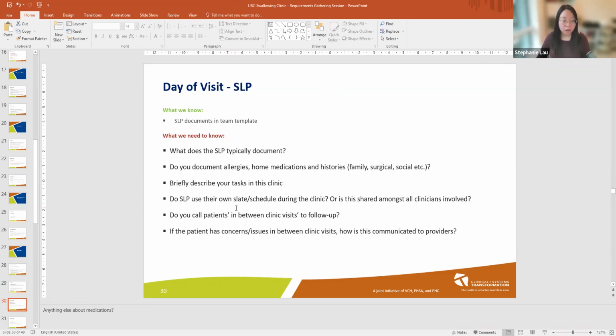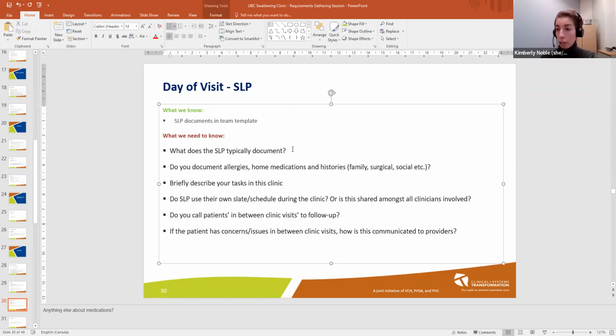Okay, so in terms of the SLP, other than what is noted on the team template, is there anything else that the SLP documents on, or is the team template basically what they would document? The template that you have would be essentially what is documented, yes. Okay.